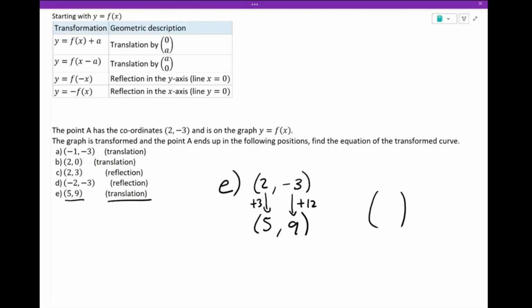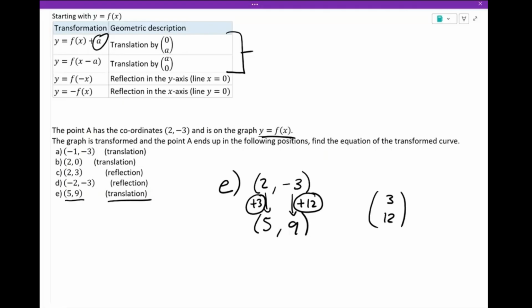So our horizontal component is how much the x has changed by, so +3, and our vertical component is how much the y has changed by, so that's +12, like that. So that's my translation vector. In order to write out my equation, we're going to have to consider both the top 2 rows, and we'll have to do a combination of both. Okay, so if we're starting with y equals f of x, we need to figure out what our values of a are going to be in each case.